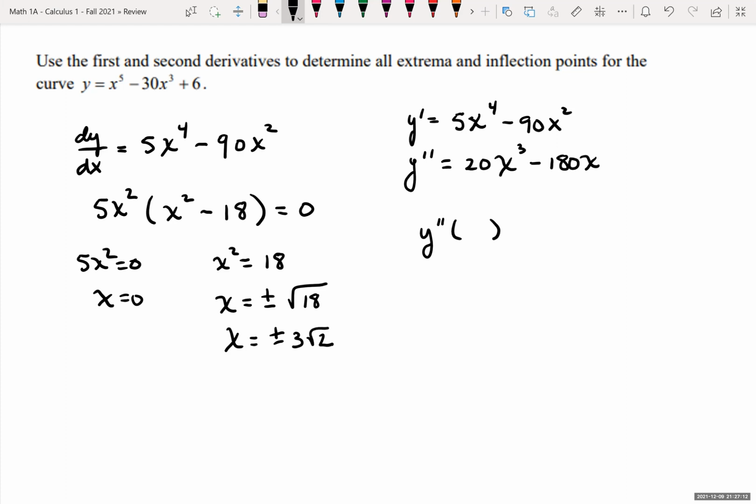I think it might be easier if we kept it as square root of 18. Let's leave it as negative root 18. So if we plug it in here, we got 20 times negative square root of 18 quantity cubed minus 180 times negative square root of 18. We're just curious, is this greater than 0 or less than 0? If we got back that this was equal to 0, the test is inconclusive.